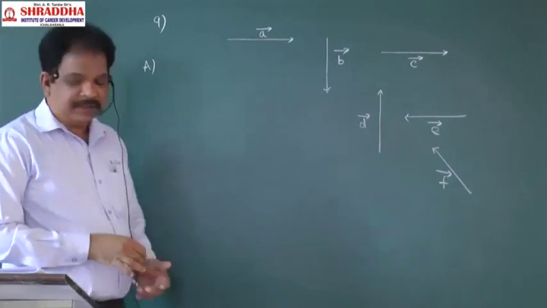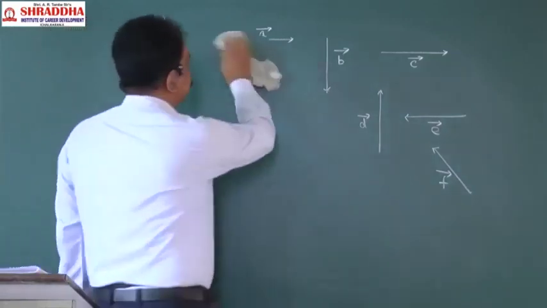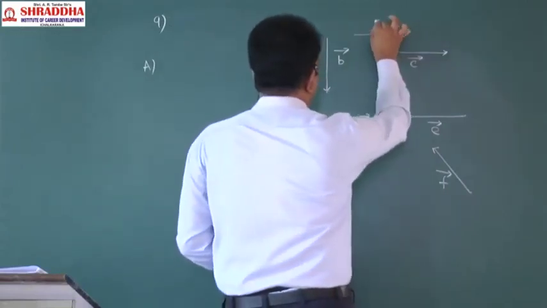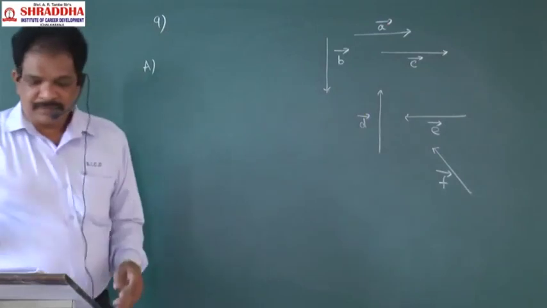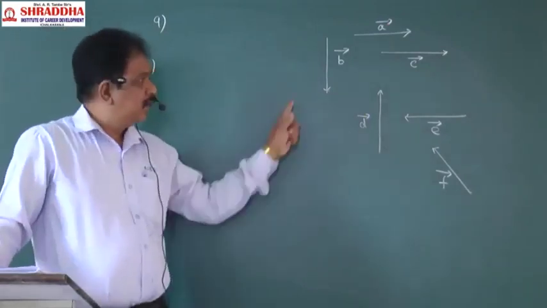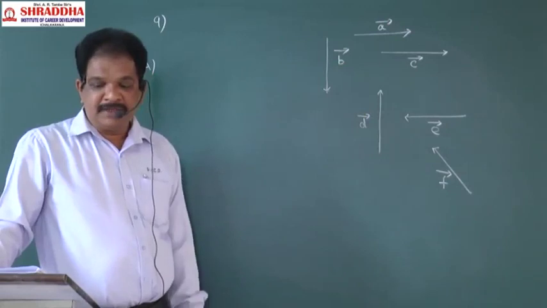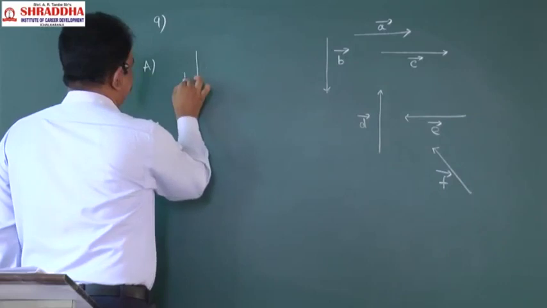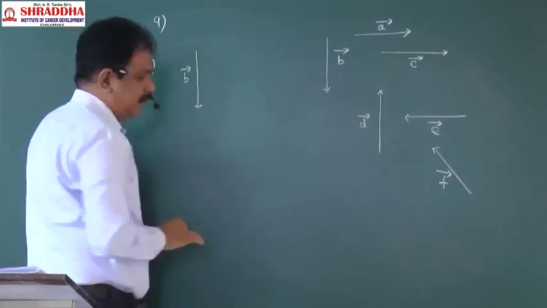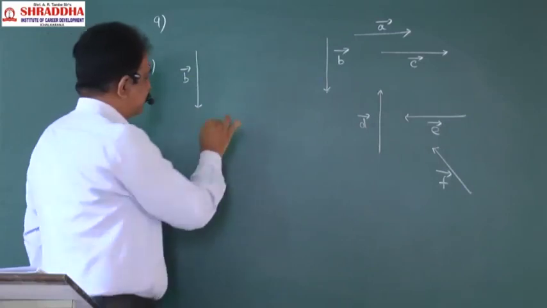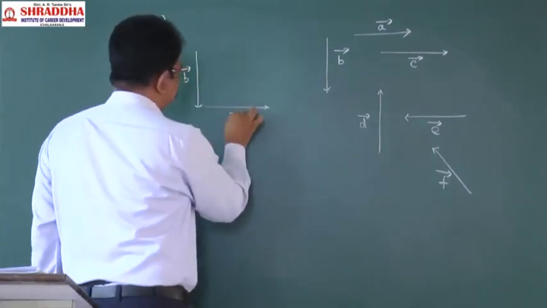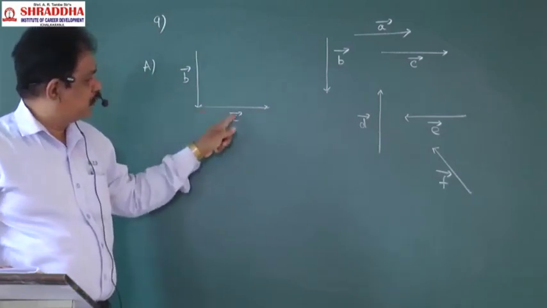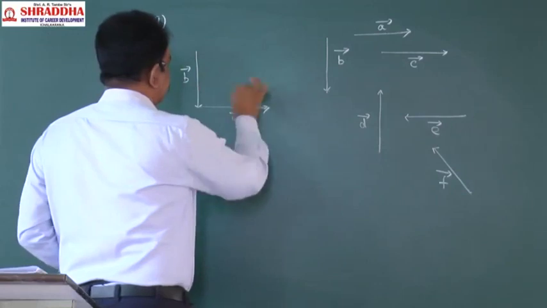What is the correct relation here? One by one you check. First, if I am writing here A bar. Okay. Next, see the first one. B bar plus C bar is equal to F bar. This is B bar. Next, C bar. B bar plus C bar, what is the resultant of these two? It will be like this.